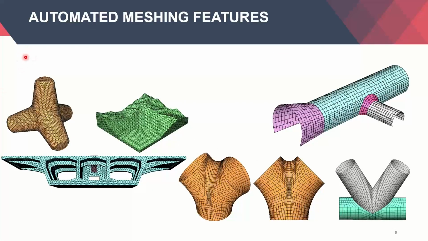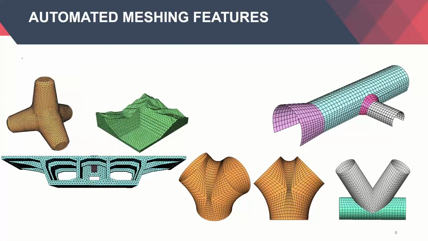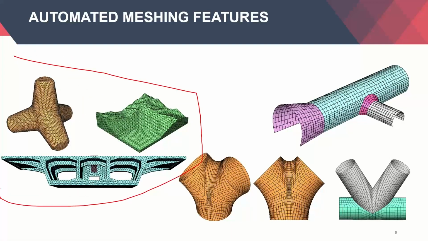On the left side that you can see, these are the tetrahedral meshing parts. The tetrahedral mesh means we have six noded elements for each section of the mesh, and they are successfully used in other softwares too.